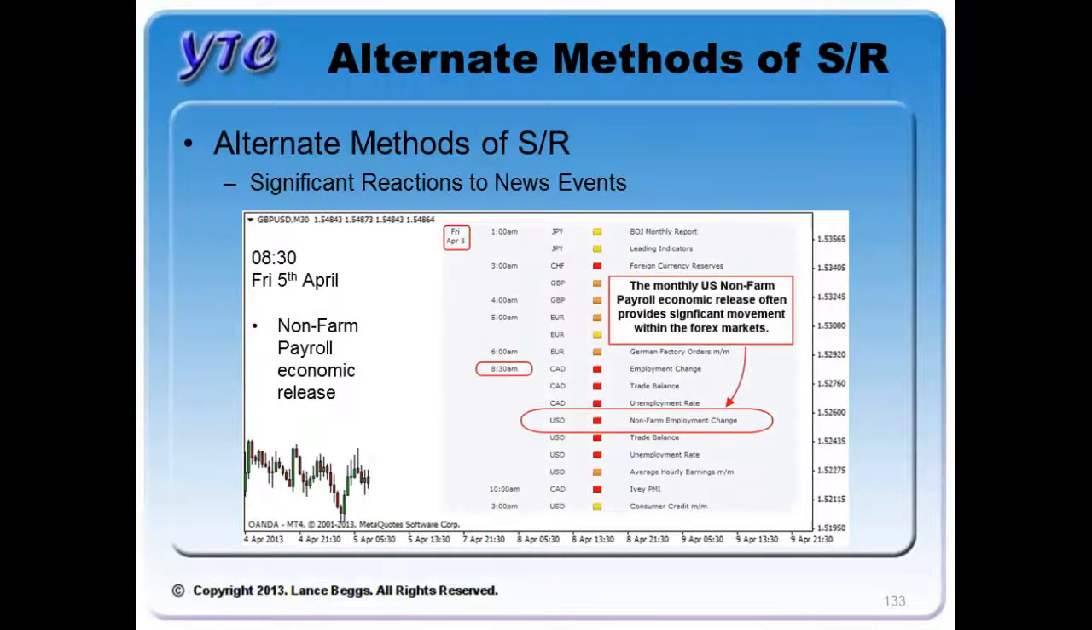We know the news event is scheduled because part of our pre-trading routine is to check the economic calendar for the timings of any potentially significant news events. As you'll see here, the economic calendar for Friday, April 5th at 8:30 a.m. lists, among others, the non-farm employment change, otherwise known as the non-farm payroll.